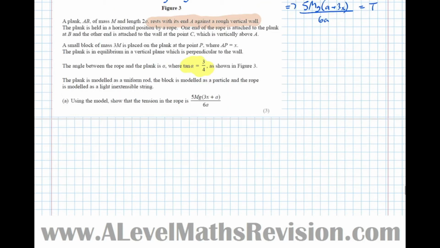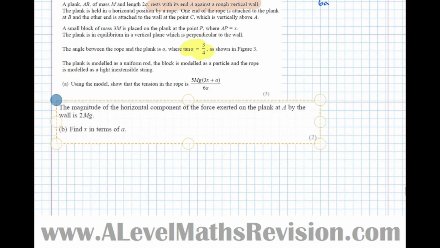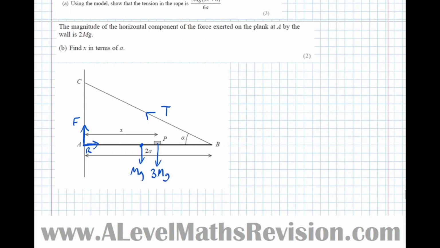So now the next bit, part B. Let's just pop that there. It says the magnitude of the horizontal component of the force exerted on the plank at A by the wall is 2mg. So let us remind ourselves what that means in terms of the diagram. That means that R there is now 2mg.